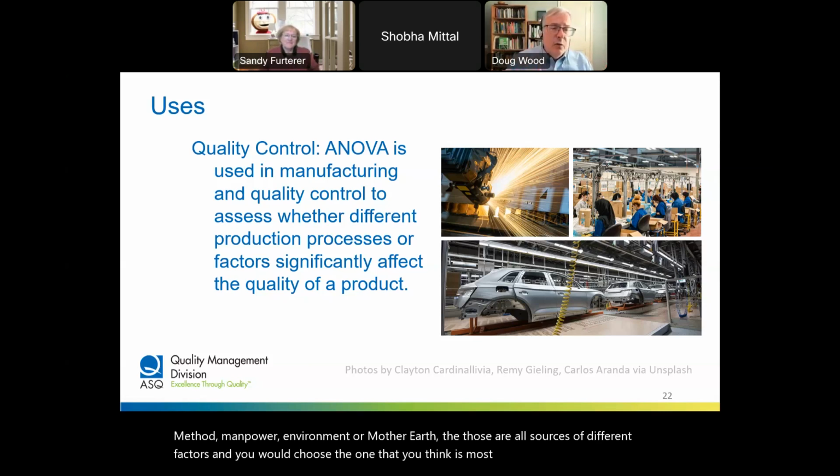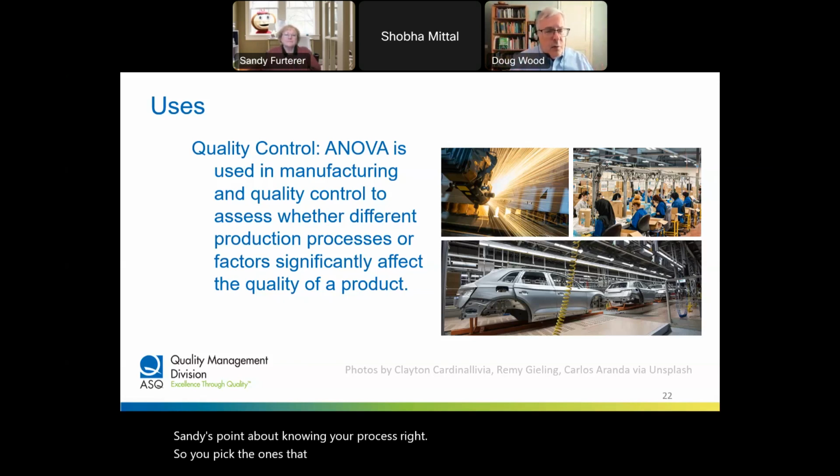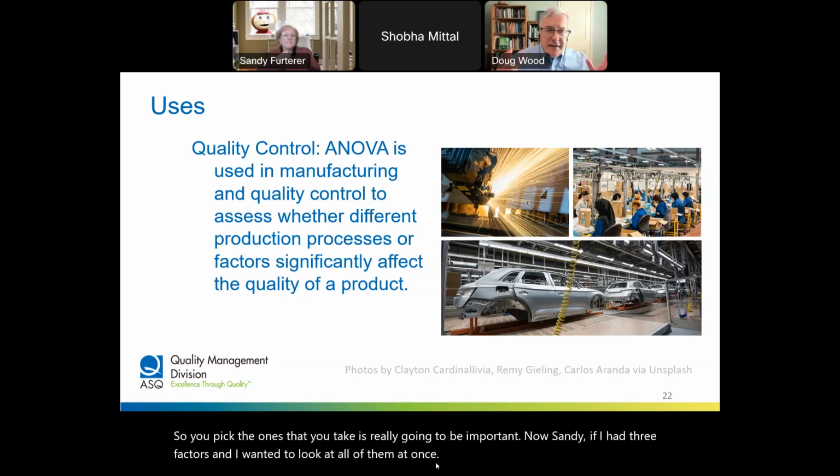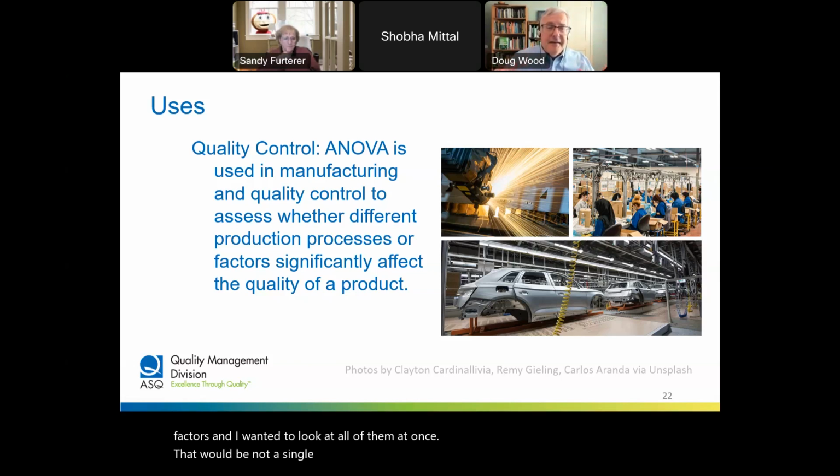Those are all sources of different factors, and you would choose the one that you think is most important. This gets back to Sandy's point about knowing your process, right? So you pick the one that you think is really going to be important. Now, Sandy, if I had 3 factors and I wanted to look at all of them at once, that would not be a single factor analysis of variance. That would be a multi-factor analysis of variance, right? Okay, so of course the expense goes up because you have more samples to run. All right, so that's how it's used in manufacturing.